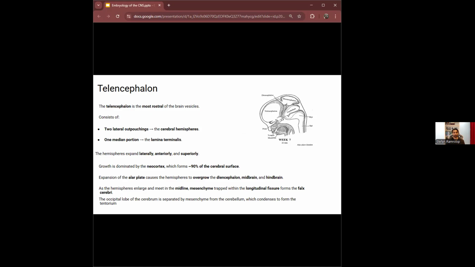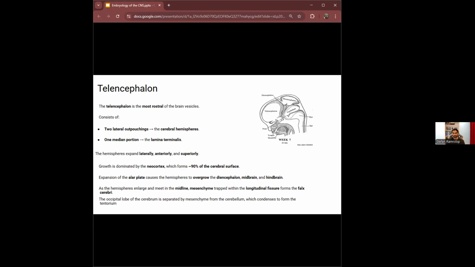In the forebrain, the alar plate becomes dominant, driving the massive expansion of cortical tissue. Structurally, it consists of two large lateral outpouchings, which form the cerebral hemispheres again, and the median portion, which forms the lamina terminalis. As development proceeds, the hemispheres expand laterally, anteriorly, and superiorly, led by the rapidly growing neocortex, which will account for about 90% of the cerebral surface. The outward growth of the alar plates causes the hemispheres to overgrow neighboring regions, such as the diencephalon, the midbrain, and the hindbrain. That's going to produce the complex overlap we see in the mature brain itself.